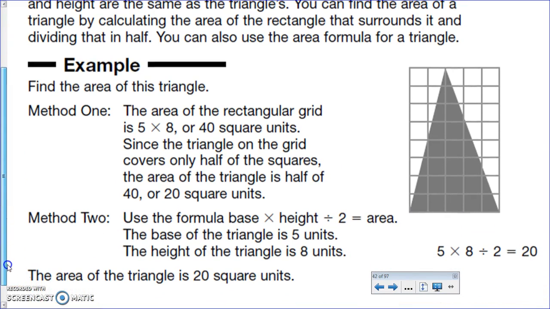Method 1. The area of the rectangular grid is 5 times 8, or 40 square units. Since the triangle covers only half of the squares, the area of the triangle is half of 40, or 20 square units. Method 2. Use the formula base times height divided by 2 equals area. The base of the triangle is 5 units. The height of the triangle is 8 units. 5 times 8 is 40. 40 divided by 2 is 20. The area of the triangle is still 20 square units, or 20 units squared.